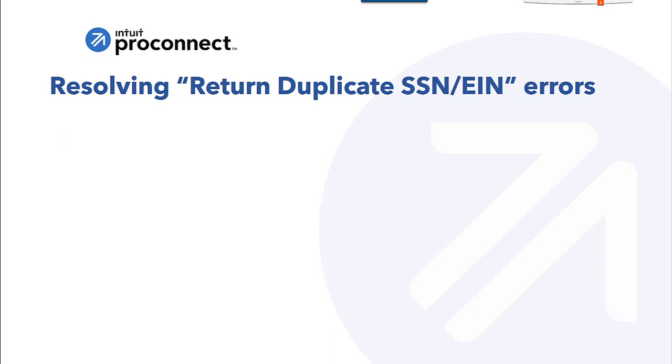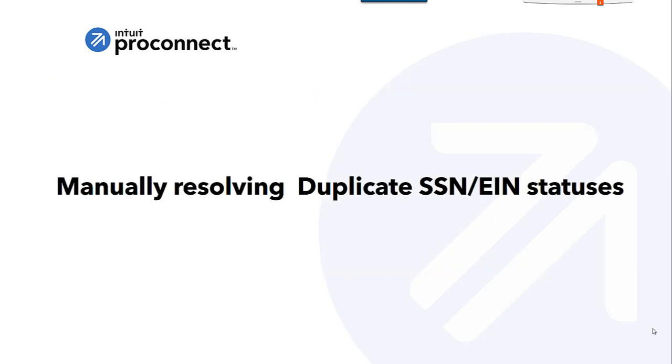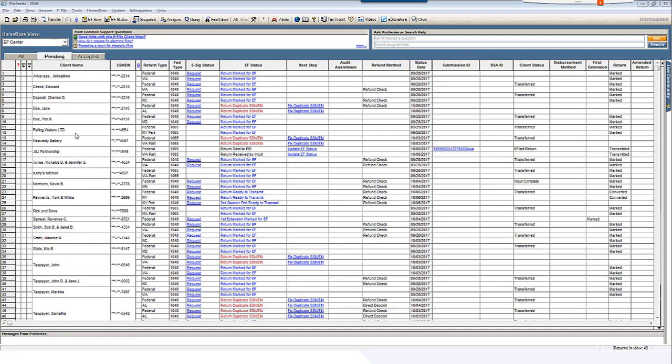To help you resolve these issues when they occur, we will share some tips on how to address the duplicates manually. Then we will demonstrate a Fix Duplicate SSN EIN utility that is available in ProSeries. First, let's look at resolving duplicates manually, which will also provide some insights on how these duplicate statuses are created.